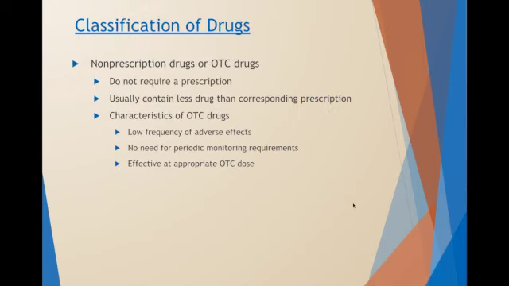With the over-the-counter drugs, the patients and athletes that you'll be working with do not require a prescription. They tend to have less drug than a prescription medication, meaning an over-the-counter topical steroid cream might be able to get to 0.1% of hydrocortisone, but you might need a prescription for 2.5%, for example. And these are medications that have been deemed to have generally low frequency of adverse effects, don't need a lot of monitoring of, for example, kidney function or liver function, and that are effective at an appropriate over-the-counter dose.